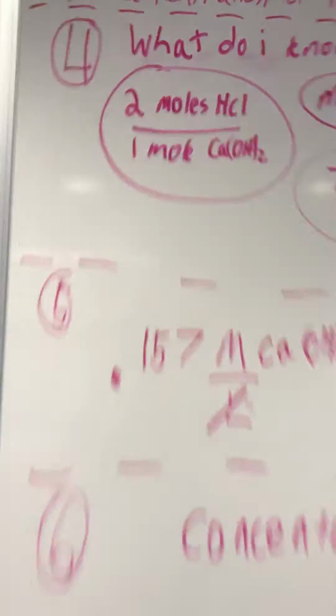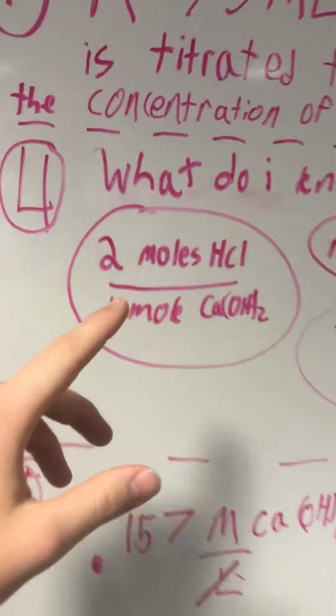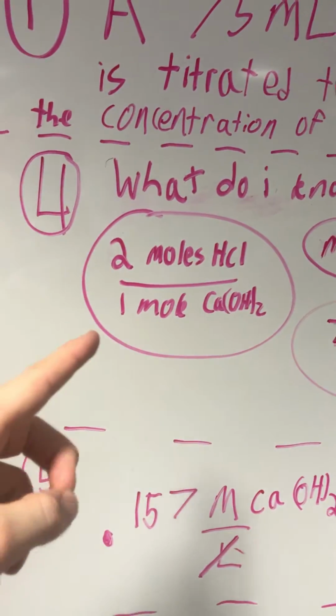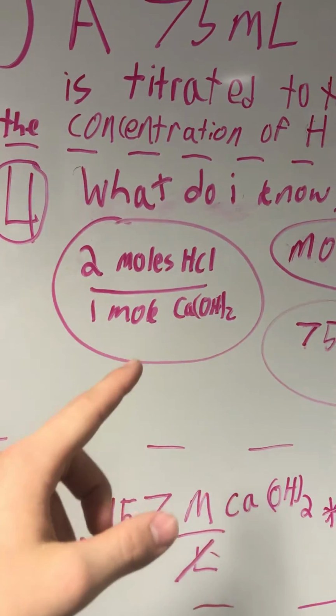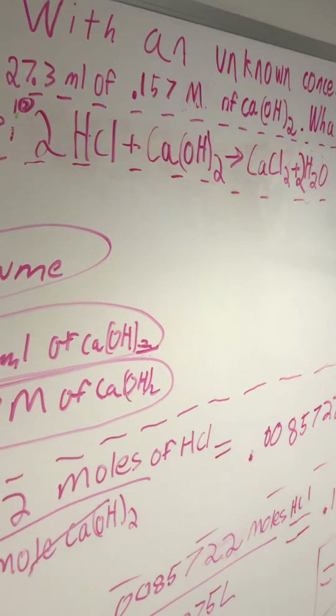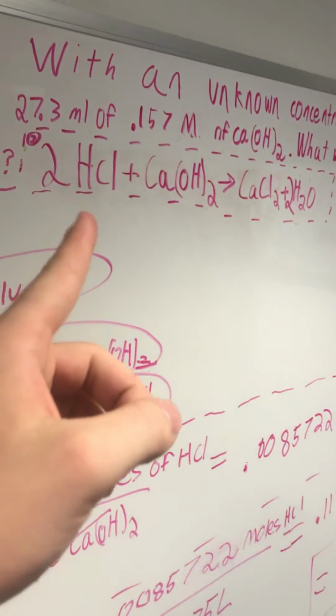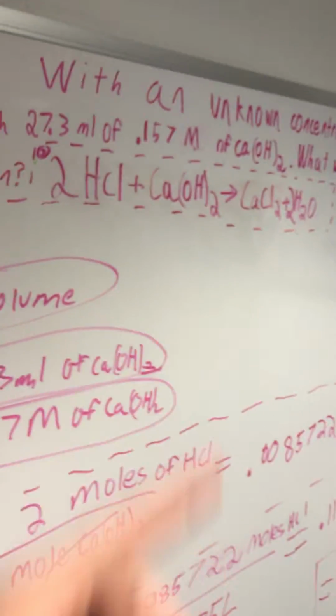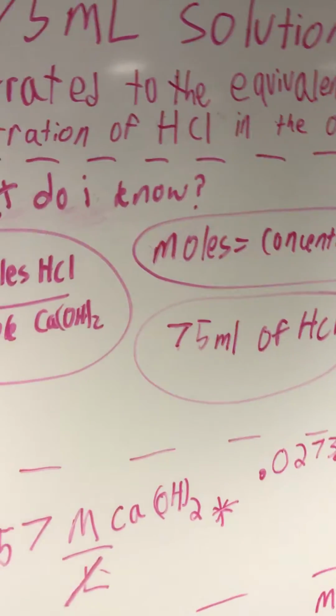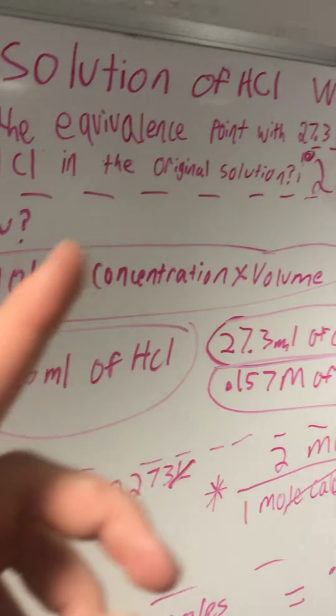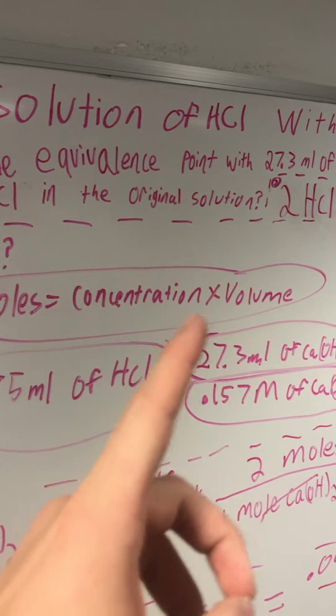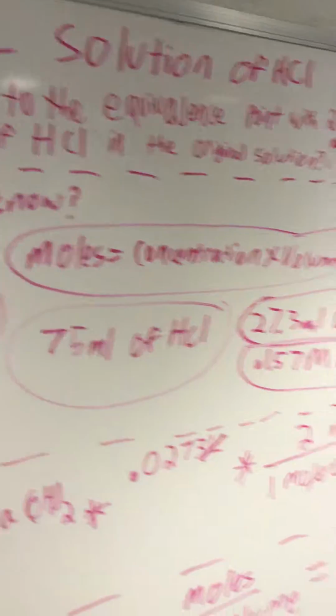Well, the first thing you know is the molar ratio. For every 2 moles of HCl, there's 1 mole of Ca(OH)2. How do we know that? We know that from the chemical equation that we had written down. What else do we know? Well, we know the simple formula, moles equals concentration times volume. This is going to be a really important formula.